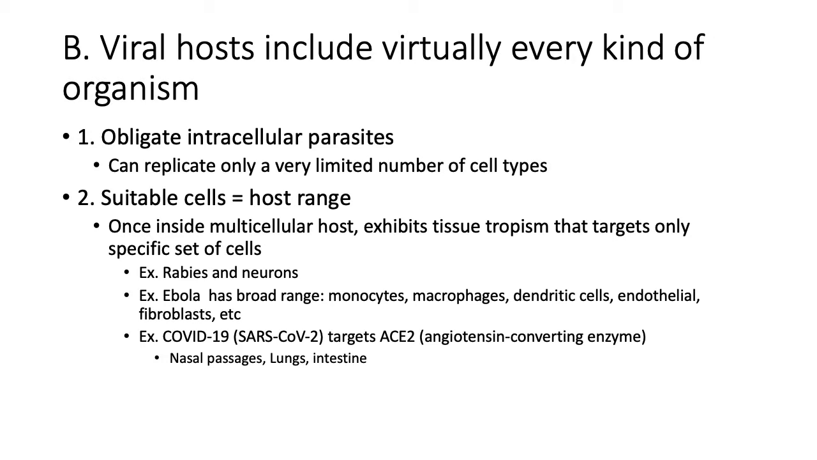Ebola has a broader range. It affects a lot of cells associated with the circulatory system, like monocytes and macrophages, but it can also affect dendritic cells, endothelial cells, fibroblasts, and there was even more listed in your book, and I was like, I'll just stop. COVID-19 tends to affect the nasal passage cells, lungs, as well as some intestine cells. But I read an article last spring about the receptor that it targets, the ACE2, and I really don't know where they've gone with this research, but yeah.